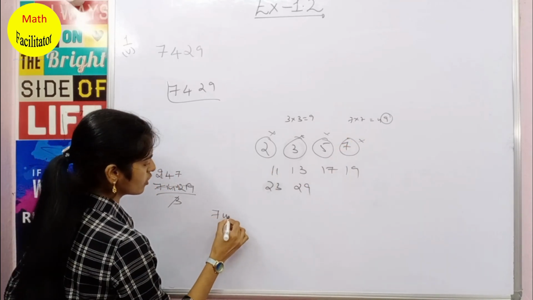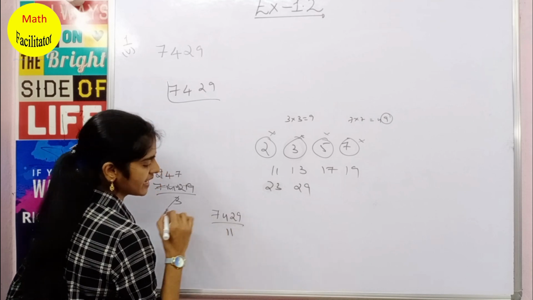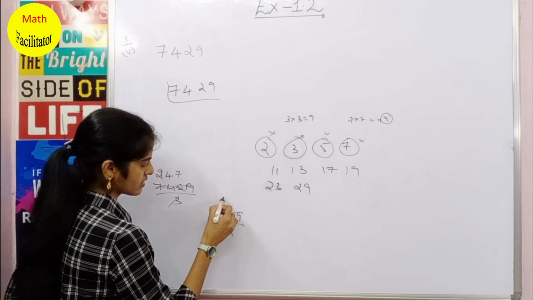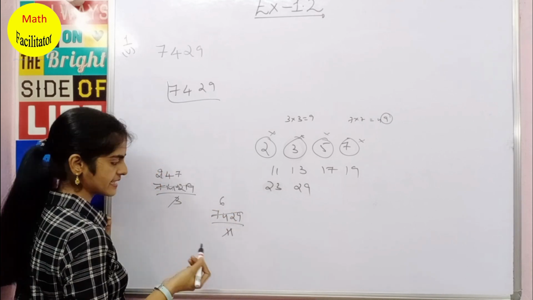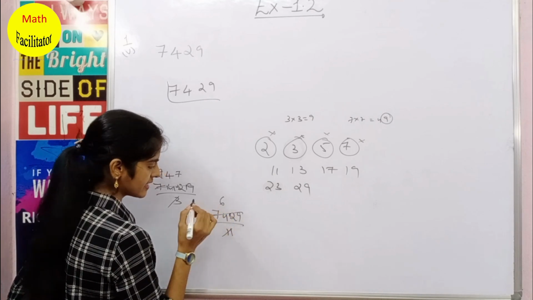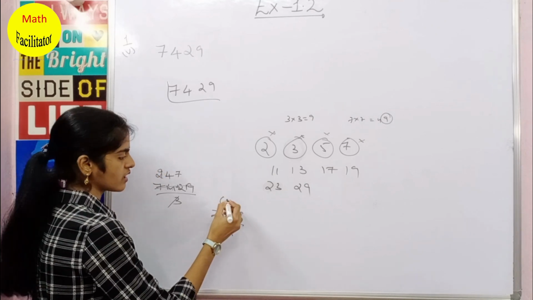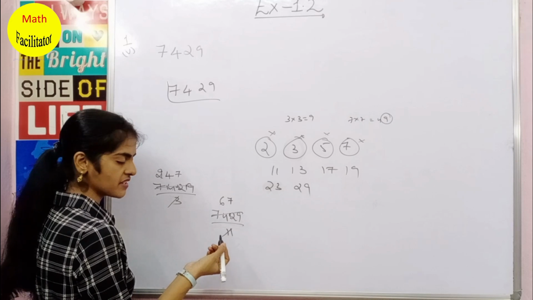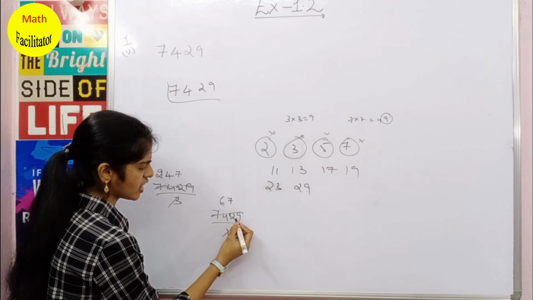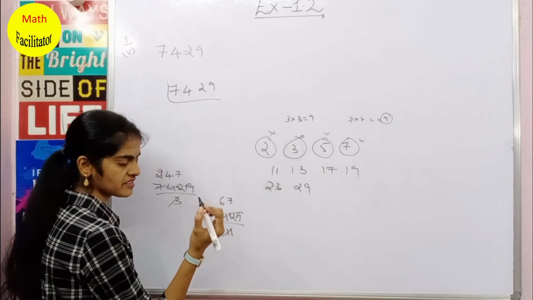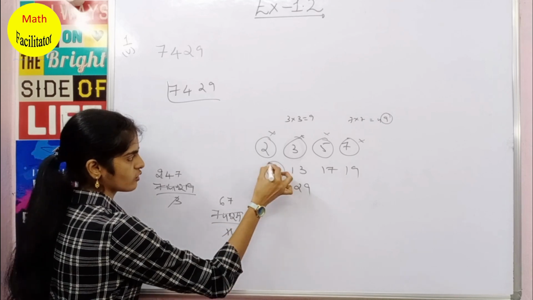So 7429 divided by 11. Okay, so 11 6s are 66. You have 8 as a remainder, so 82. Now you will take 7 7s are 77. Okay, so you are left with 5. Now 59 is not divisible, so 11 is also ruled out.